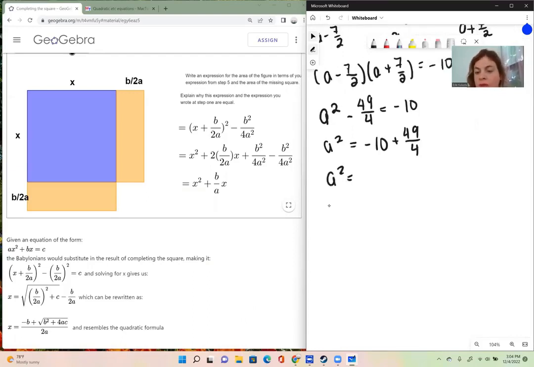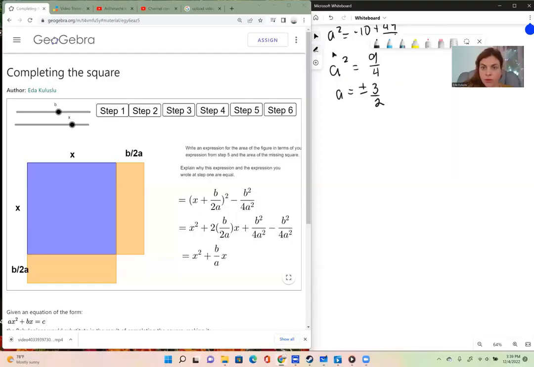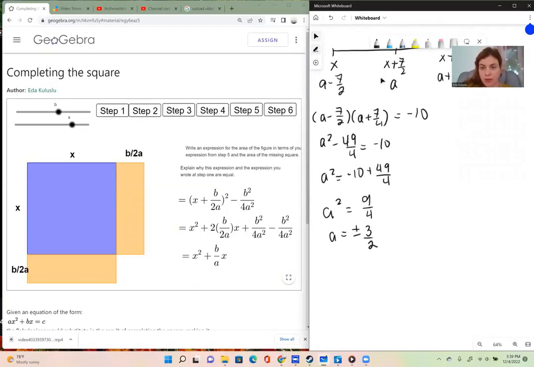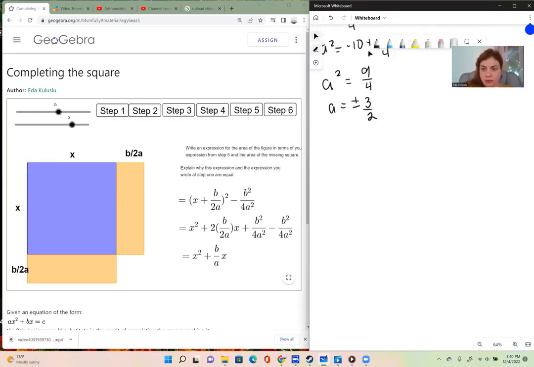So a squared equals 9 over 4. A equals 3 over 2 plus or minus. Okay, so we still have to go back and plug it in to solve for x. We have a equals x plus 7 over 2. So x plus 7 over 2 equals a, which is plus or minus 3 over 2.